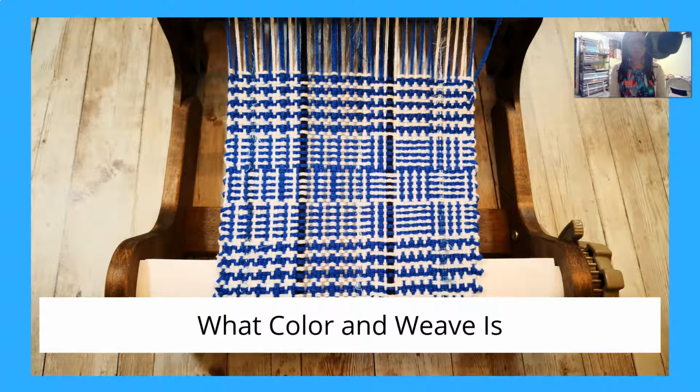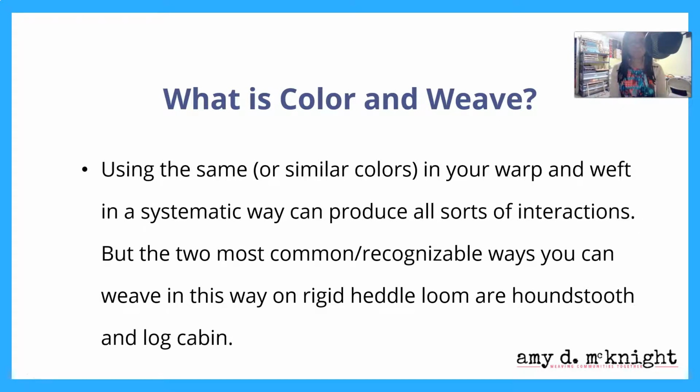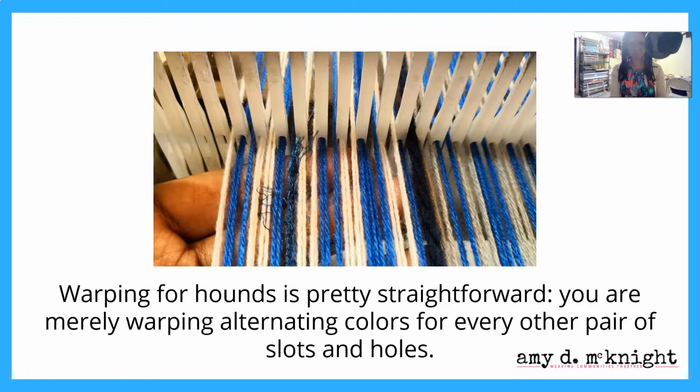So, what is color and weave? Color and weave is a category of weaving where the way that the colors of the warp and weft interact creates the pattern instead of the weaving itself. So you're going to use the same or similar colors in your warp and weft in a systematic way, and you can produce all sorts of interactions. But the two most common recognizable ways to weave in this way on a rigid heddle loom are houndstooth and log cabin.